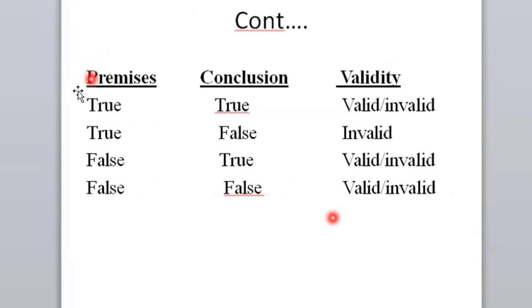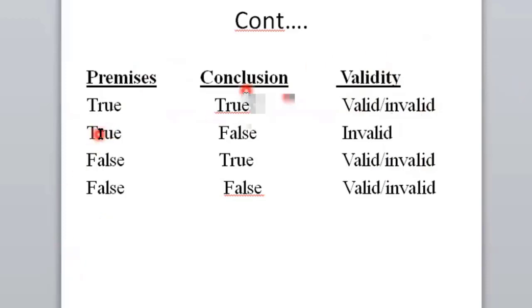When we put the possibilities in a table, we have the premises, the conclusion, and the validity. Depending on the relation between these premises and this conclusion, we determine the validity of the deductive argument. For example, let's look at the first. We have true premises and also a true conclusion. In this case, the validity can be either valid or invalid, depending on the evidence or the claims that the arguer has in his premises. We'll look at examples in your module.